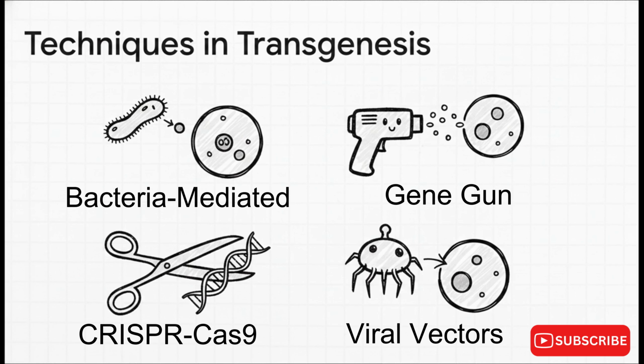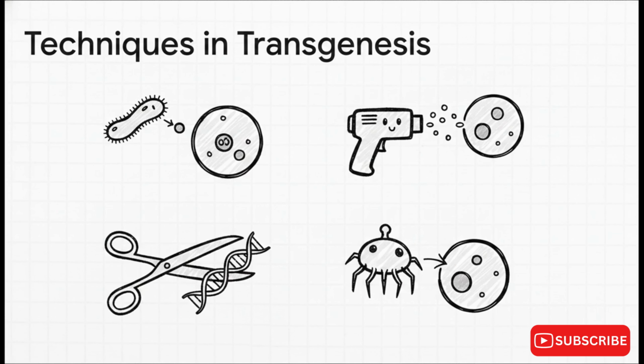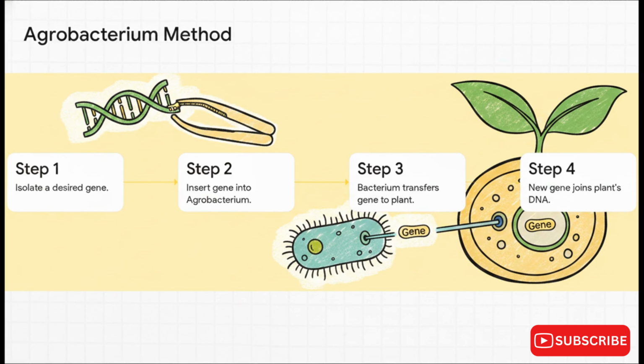Some methods cleverly use a natural bacterium to deliver the new gene. Another method uses a device that's literally called a gene gun. And more recently, we have incredibly precise gene editing systems like CRISPR, which work almost like a pair of molecular scissors. To make this a bit clearer, let's walk through one of the most common methods step by step.